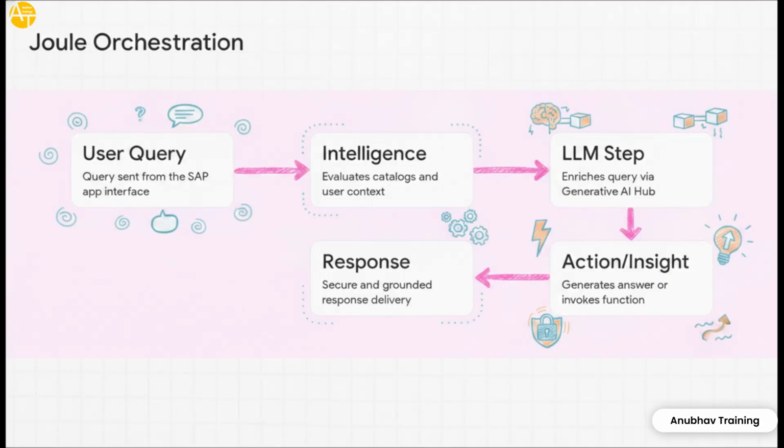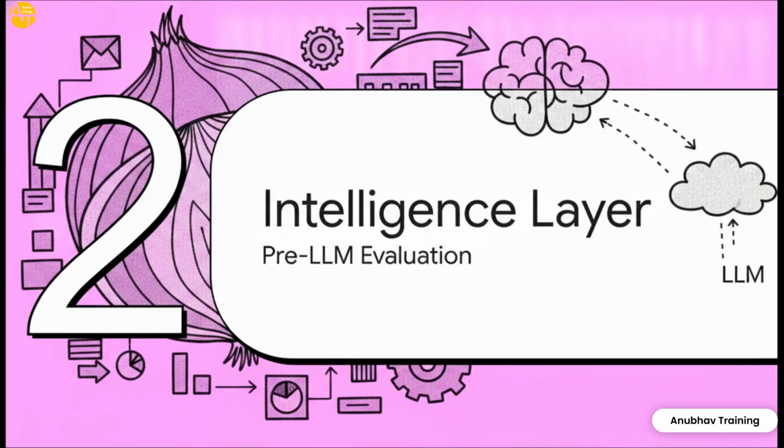Now, the very second that prompt is submitted, a surprisingly sophisticated 5-step orchestration process instantly kicks off. It moves from the user query straight through the intelligence layer, into the LLM step, down to determining an action or insight, and finally ends with secure response delivery. We're going to walk through each of these remaining steps right now, because what happens next is where the real enterprise magic actually happens. Moving on to Section 2, Joule's intelligence layer and pre-LLM evaluation.